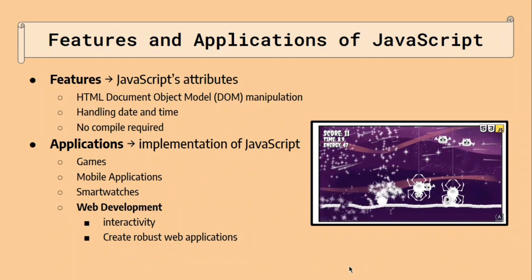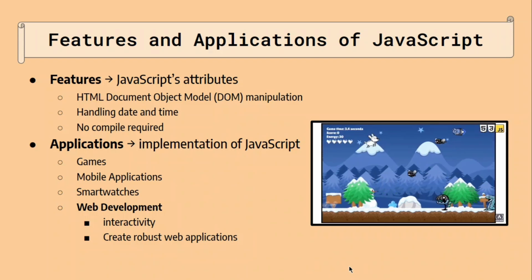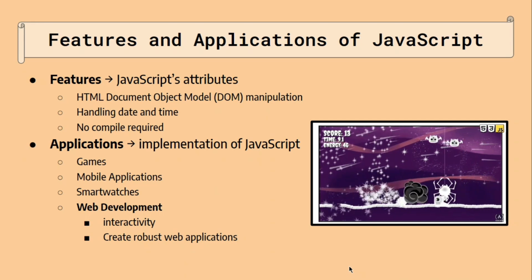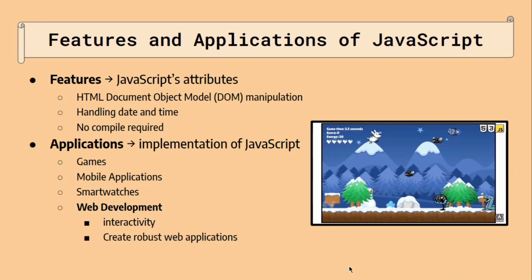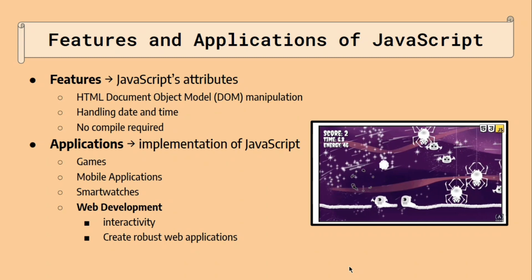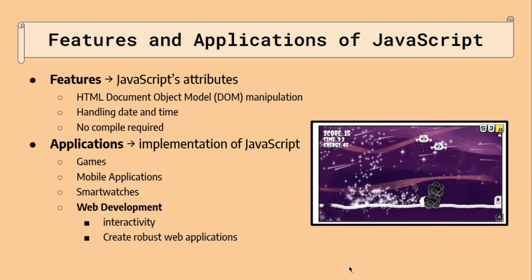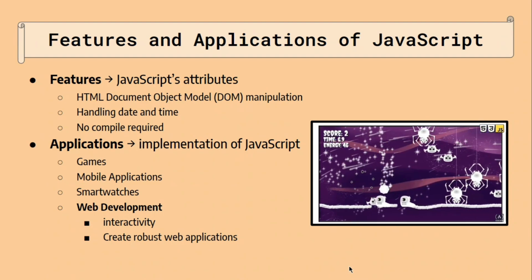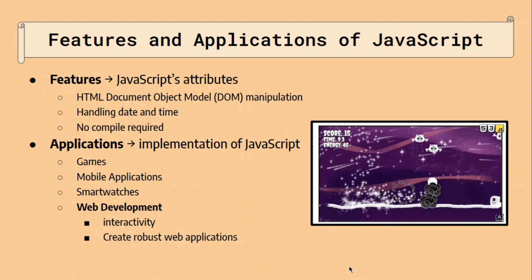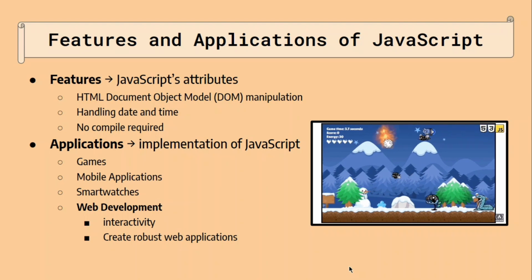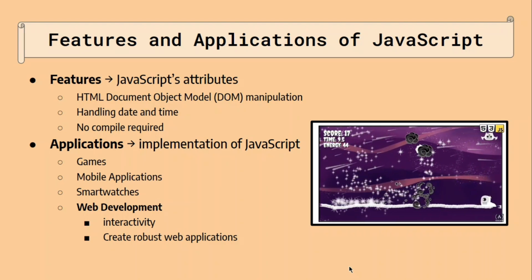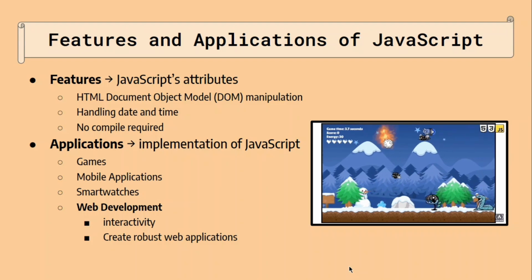Now, here are some features and applications of JavaScript. Features are JavaScript's attributes. These include, but are not limited to, HTML document object model manipulation, handling date and time, and the fact that no compiler is required. Some applications of JavaScript can include games, mobile applications, smartwatches, and web development. JavaScript can help to increase interactivity and create more robust web applications and pages.